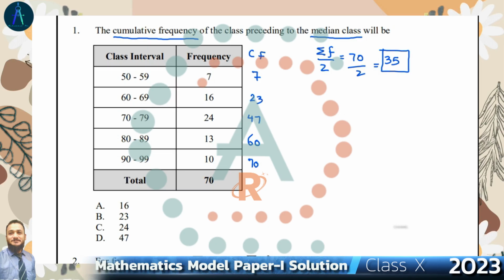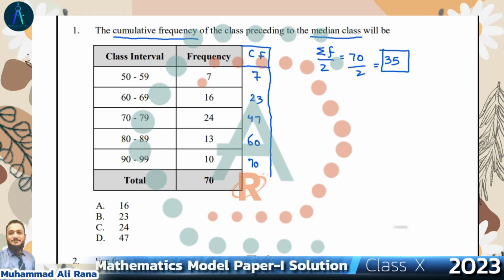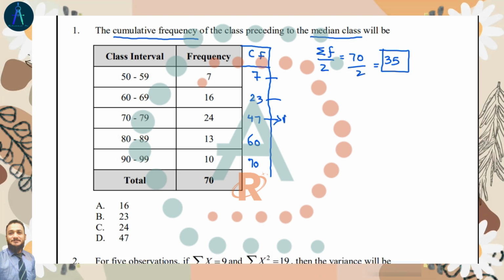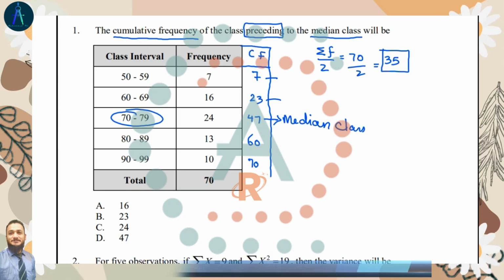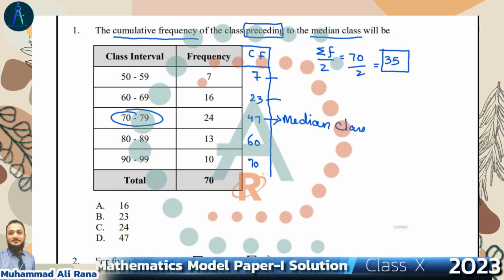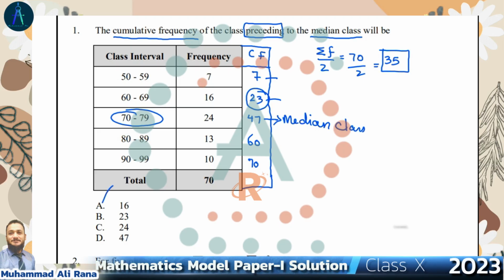So sum of f divided by 2, median class निकालने के लिए हमारे पास frequency आ रही है 35. तो 35 हम search करेंगे in the column of cumulative frequency. So this is less than 35, this is less than 35 and this is greater than 35. So this means that this is our median class. हमें cumulative frequency निकालनी है preceding the median class. So the correct answer will be 23. Median class से पहली class की cumulative frequency is 23. So in this way, our correct answer would be option B.